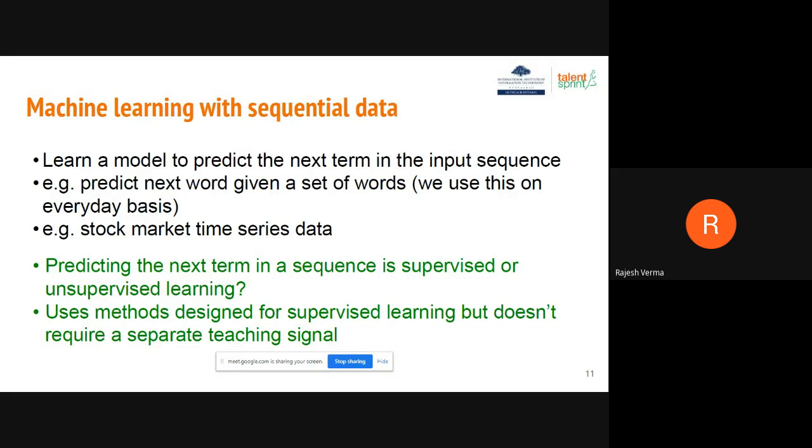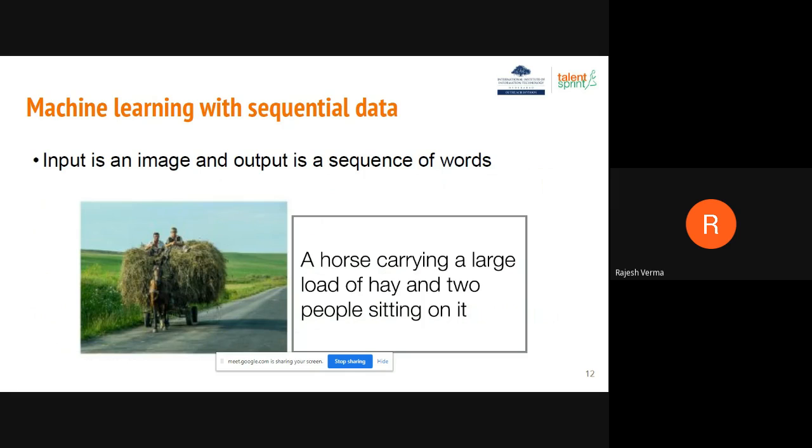We are also going to predict the next term in the sequence, and this is done with the help of recurrent neural networks. We also use this method for supervised learning, but it doesn't require a separate teaching signal. That means we only have to train our network once. For example, take this sentence: a horse carrying a large load of hay and two people are sitting on it. This is the image displayed to us, and the recurrent neural network will learn that, and if the next image is shown with the horse carrying the hay, it will be able to say that this image belongs to the horse carrying hay.